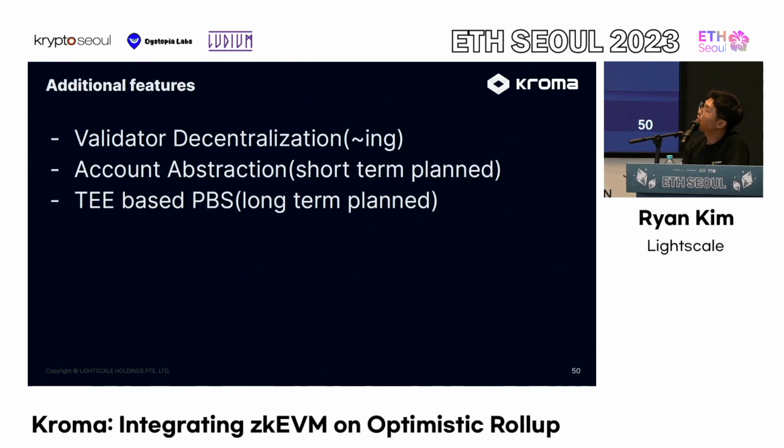Additionally, we are working on validator decentralization, because we think that in the context of blockchain, decentralization is very important. That's what we are doing right now, and we are going to be audited two weeks later, at the end of June. After that, in the short term, we are going to implement account abstraction. In the long term, we also plan to decentralize the sequencer part using TEE-based PBS.